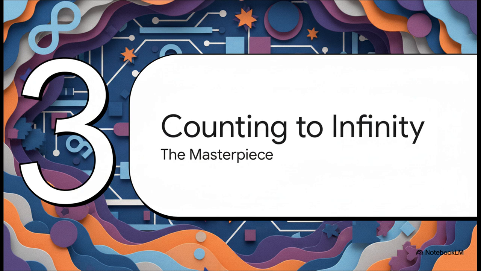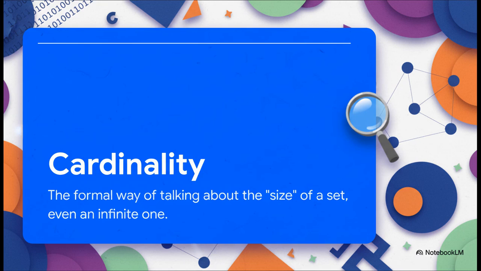Okay, we have our language of logic. We have our blueprints for proof. We are finally ready. It's time to go back to our big, crazy question and construct our masterpiece. So, to talk about the size of infinity, we need a better word than size. Mathematicians use the term cardinality, and the rule's actually pretty simple. Two sets have the same cardinality if you can pair up every single element from the first set with exactly one element from the second set, with absolutely no leftovers.